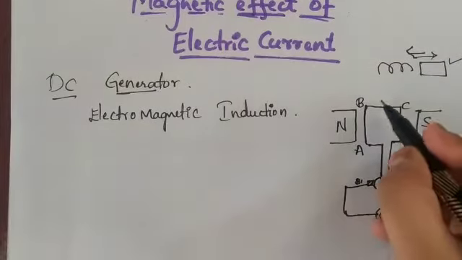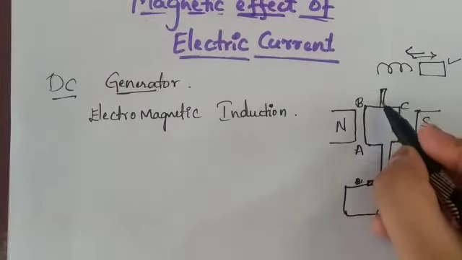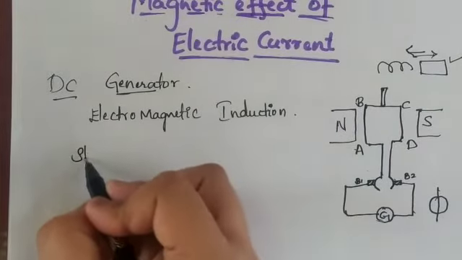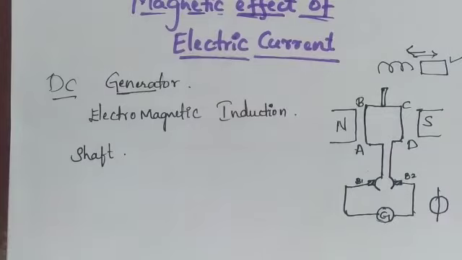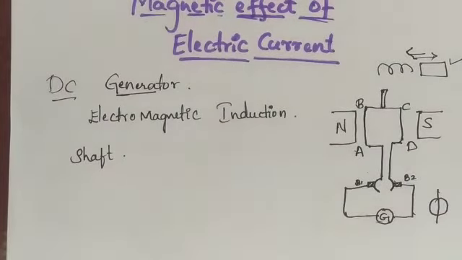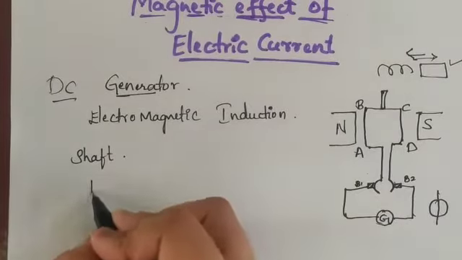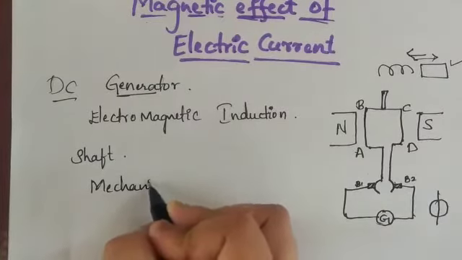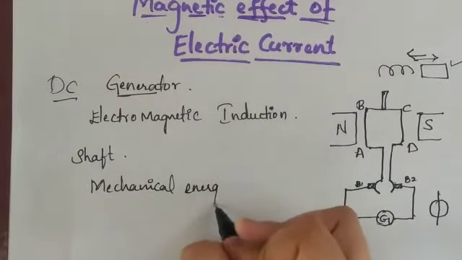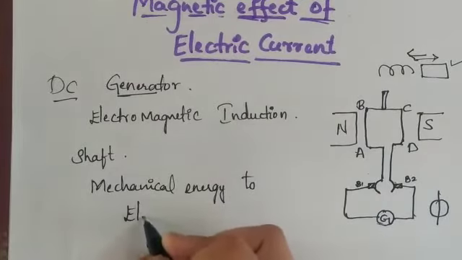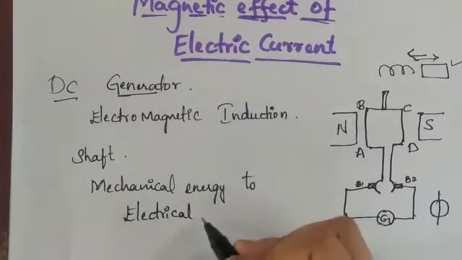To rotate it, we are using a shaft. The shaft is what you see in the case of a generator. For the generation of current, we use this shaft like a handle to rotate that coil. So what is the main principle behind the DC generator? It converts mechanical energy into electrical energy. That is the main principle behind the DC generator.